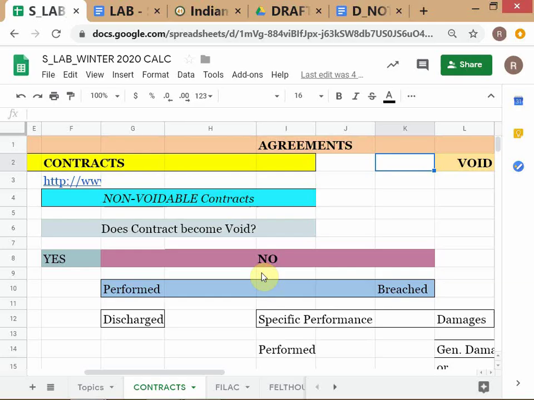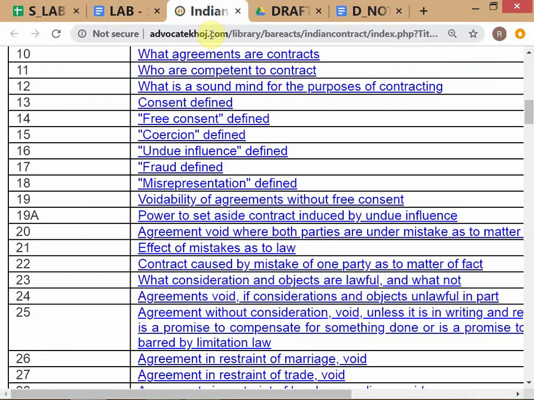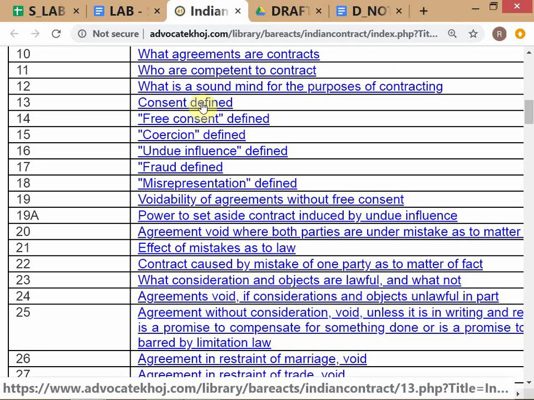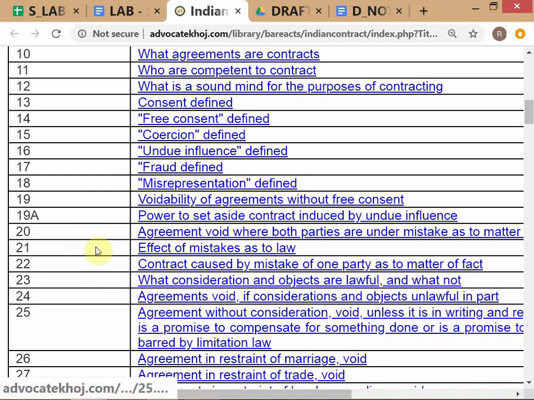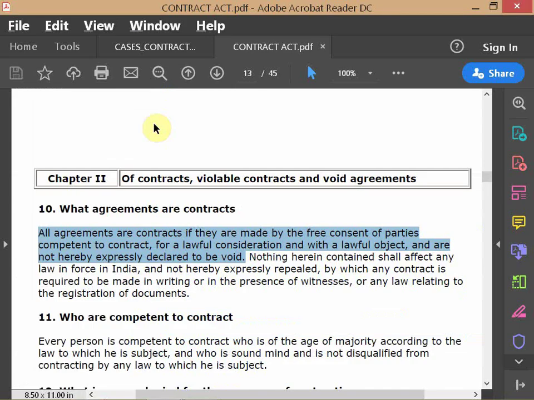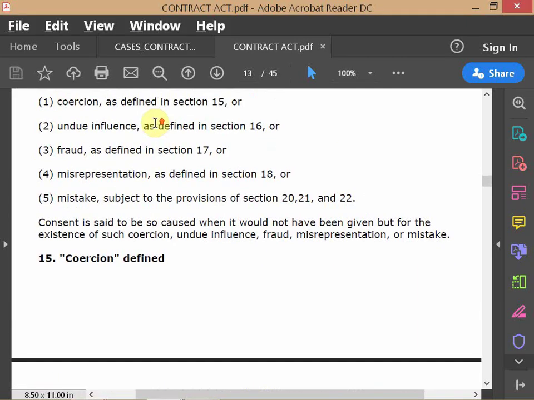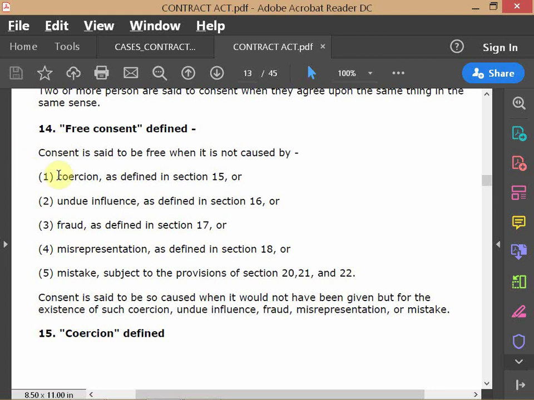So let's look at where consent is defined. Consent is in section 13. We have already looked at consent, agreeing to the same thing in the same sense. Now what is free consent? Free consent is in section 14. You notice how section 10 is making you jump to the other sections. It's leading you to the other sections. You'll see that basically from section 10 you can reach all the other sections. So when we try to investigate consent and free consent, we are led to sections 13 and 14. So if you look at section 14, what is free consent? Free consent is any consent which is basically not vitiated by any of these problems.